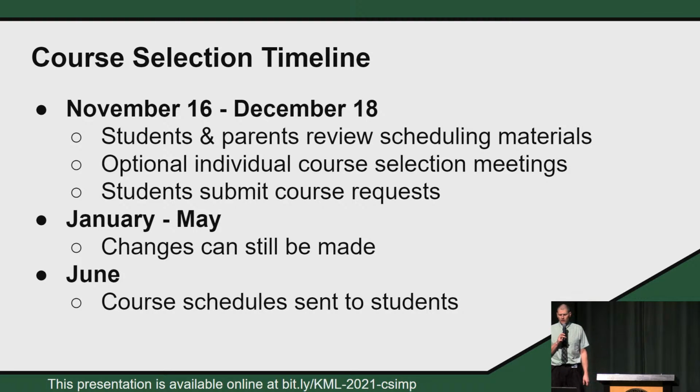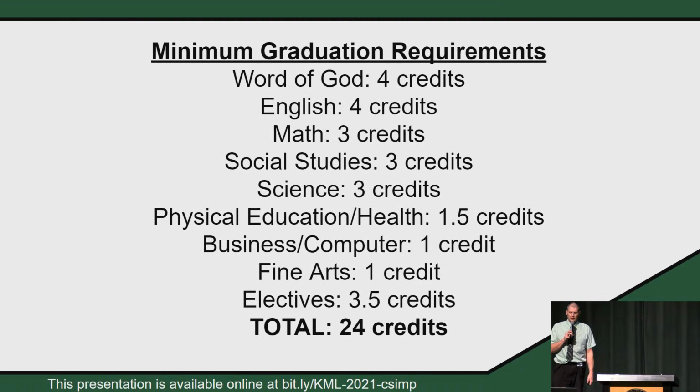Once we get to January and into May, you can still submit changes to what your student would like to take for next year, but we do encourage you to get those things finalized as soon as you can. I'll mention that again later. In June, course schedules will get sent out to students. So that's kind of the timeline for all this course selection.